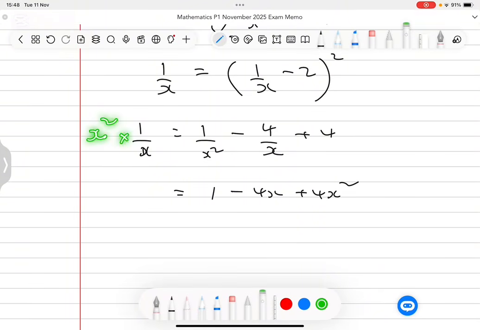Then we do the same thing on the left, going to multiply by x squared. Here it will cancel. I'm going to be left with 1. So it's only going to be an x this side. So that is where my equation has now reduced down to.